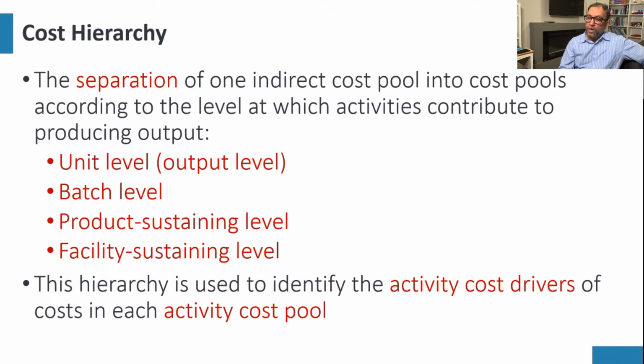The separation of one indirect cost pool into cost pools according to the level at which the activity contributes to producing output. So we also divide the activities into four hierarchies. One is the activity which is very specific to the product, and we call it a product or an output level or a unit level. Like if we are designing a new product, it means we are doing something directly to the output. This is the event taking place directly related to the output.